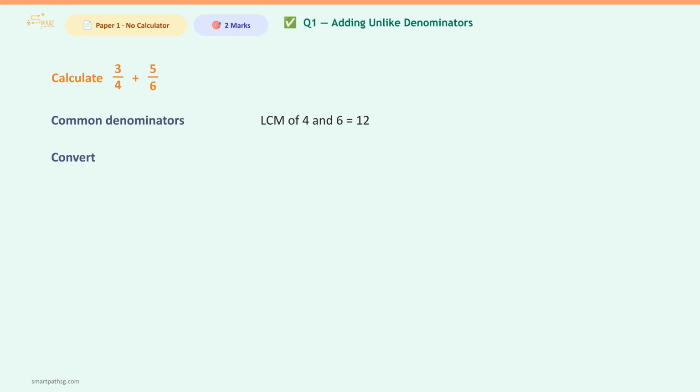Step 2, convert. We convert both fractions to have the denominator 12. So 3/4 becomes 9/12. 5/6 becomes 10/12. Step 3, add. Now that the denominators are the same, we just add the numerators. 9 plus 10 equals 19. The denominator stays 12, so we have 19/12.